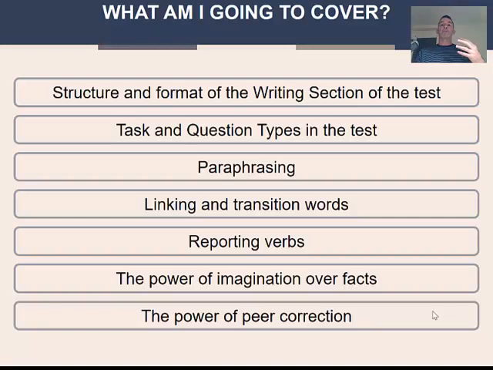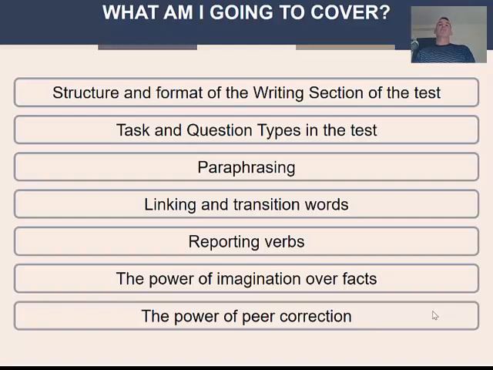We're going to look at the use of paraphrasing, the importance of linking and transition words, reporting verbs, especially for reporting opinions and ideas that students listen to and read in the text and listening passages, and also the power of imagination over facts. One thing I find with TOEFL students is some of them feel a little bit anxious when it comes to expressing their own opinions, or perhaps they don't have enough personal experience themselves. So I invite students to use their imagination and actually invent and make up content to go into those responses.